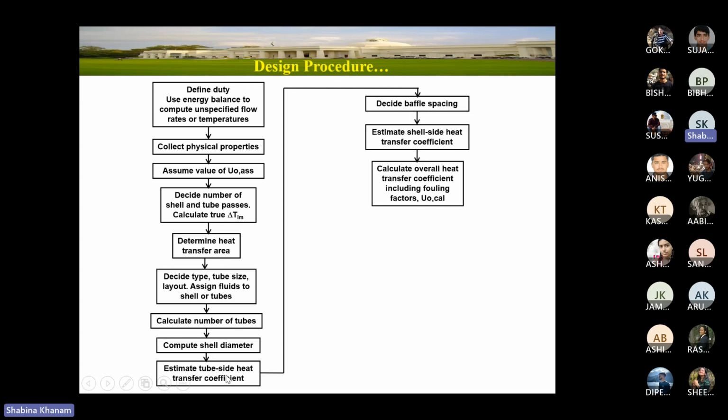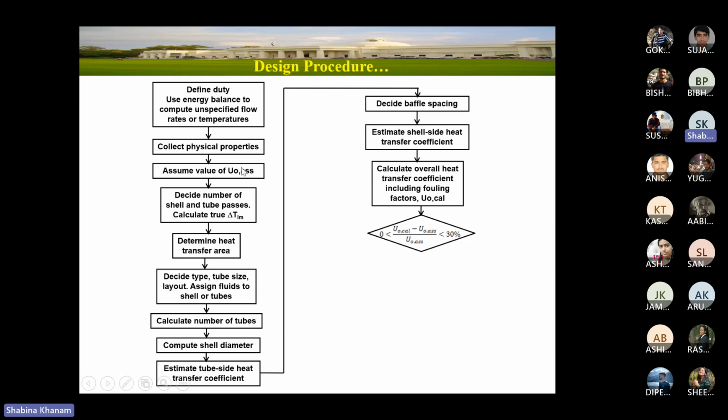So once I have the tube side heat transfer coefficient and shell side heat transfer coefficient, based on the fluid you can decide the fouling factor. Okay, and based on the material of the tube, you can find out the thermal conductivity of the metal, and once you do this, you can calculate the overall heat transfer coefficient. Okay, now name it as U naught cal, that is calculated.